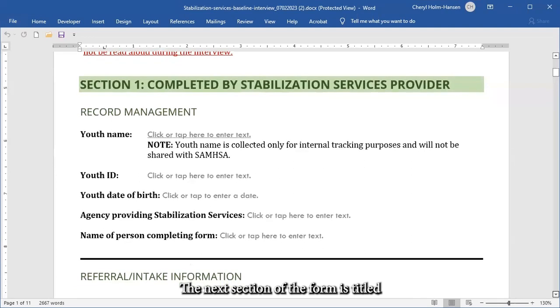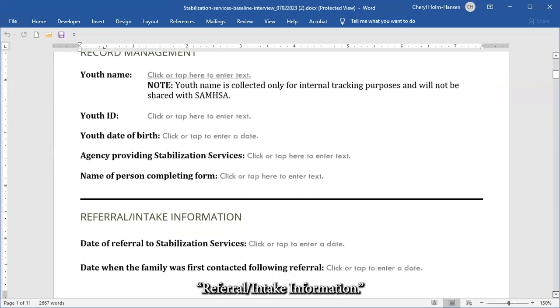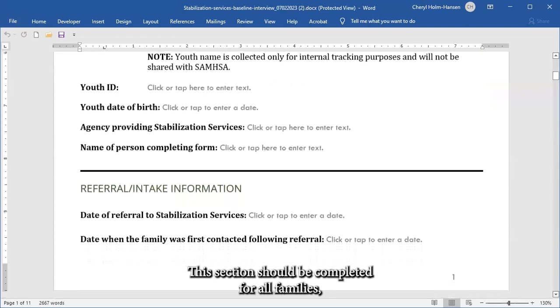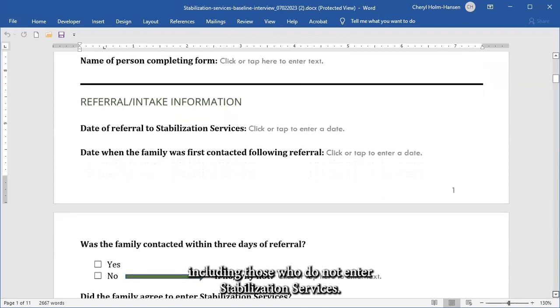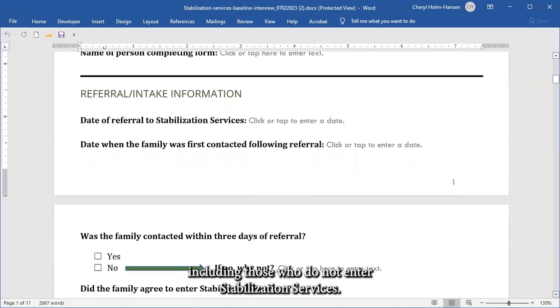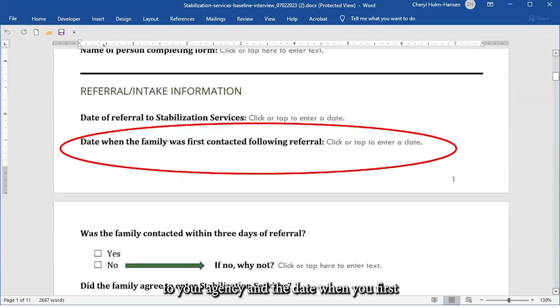The next section of the form is titled Referral/Intake Information. This section should be completed for all families, including those who do not enter stabilization services. In this section, you will provide the date that the family was referred to your agency and the date when you first attempted contact with the family.